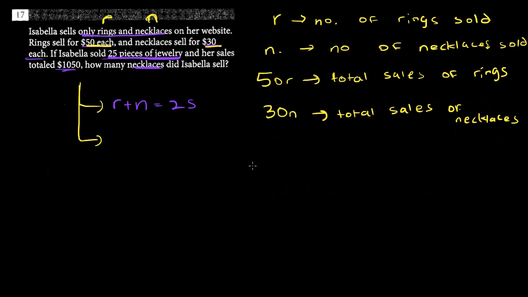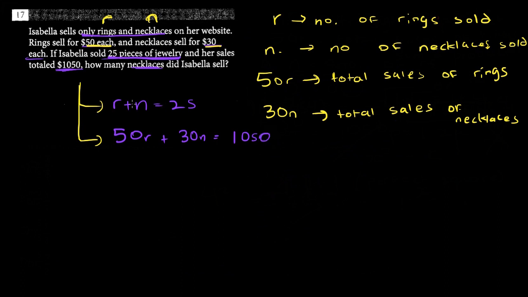That's our first equation. Our second equation is going to look more into this information, the $1,050, right? Well, we know that Isabella's sales totaled $1,050. Well, we know the total sales of the rings is 50R, and we know the total sales of the necklaces is 30N. And so 50R plus 30N should give us 1,050. And so that's our second equation.